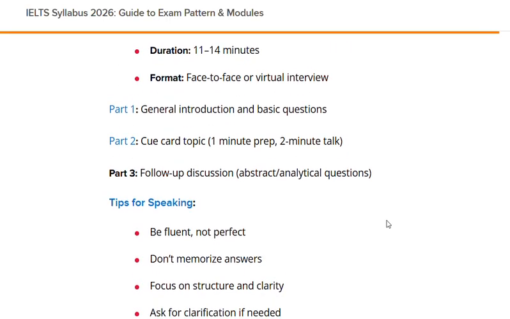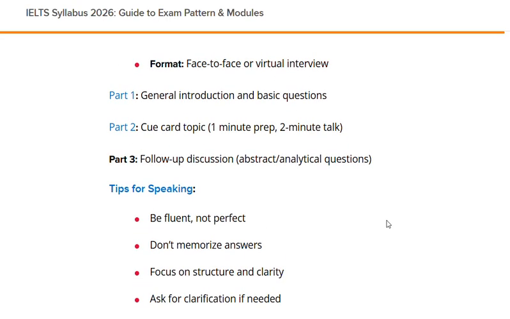Now coming to the tips part, don't look for perfection. Always be fluent while speaking. And don't memorize the answer, otherwise the examiner can easily identify that you are not fluent enough to speak. So, these are the two important points.